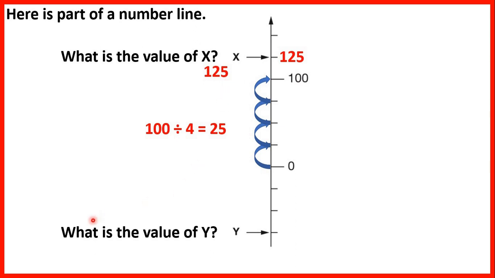125. Now we need to find the value of y. So we can see that on the number line, y is below 0. So if we go back in 25s, from 0, we'll have -25, -50, and then -75 for point y.